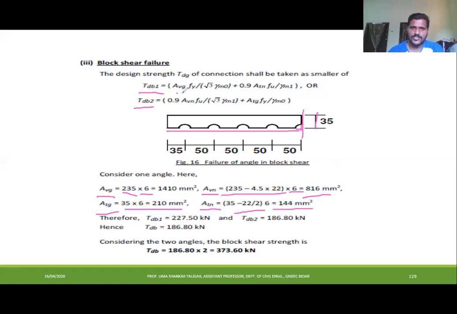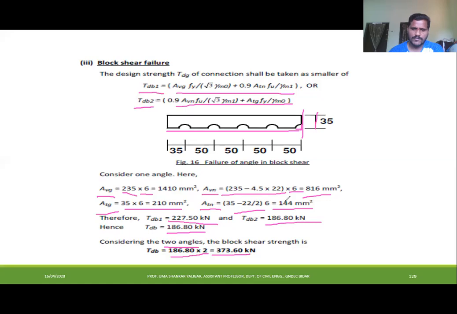If you substitute all the values here, because the rest of the values you know, fu, fy, gamma m0, gamma m1, you will get two values. One is 227.50 kilonewton and the second one is 186.80 kilonewton. Out of the two values, the lowest value is 186.80 kilonewton. This is the value for one angle section, because we have taken only one angle section. Therefore for two angles you need to multiply by 2, and the strength is 373.60 kilonewton. In this way, we have to calculate for three failures.